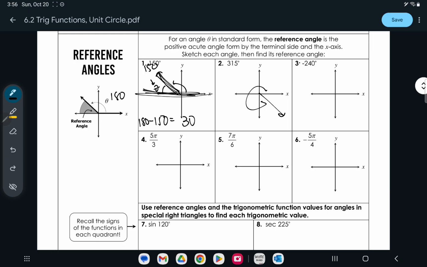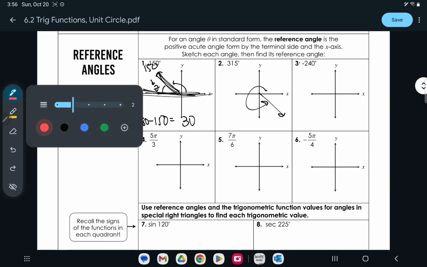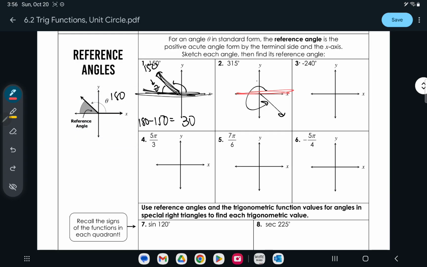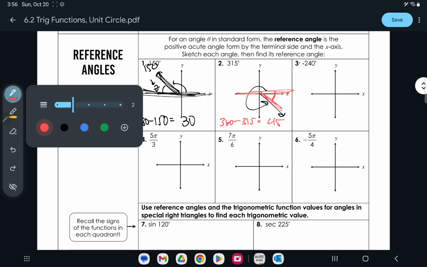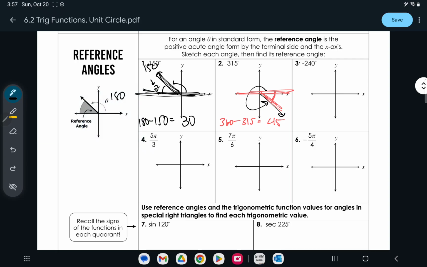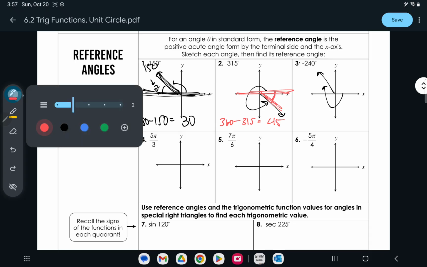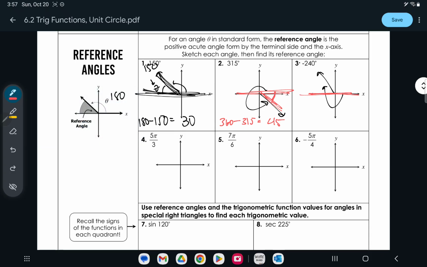315 is here. So what I want is the x-axis and the terminal side. So I want that angle. So that angle is going to be 360 minus 315 to give me 45. Negative 240 just tells me the direction I'm going. And then I want the reference angle. So it's still going to be x-axis with the terminal side. So I can do 240 minus 180 to get 60.